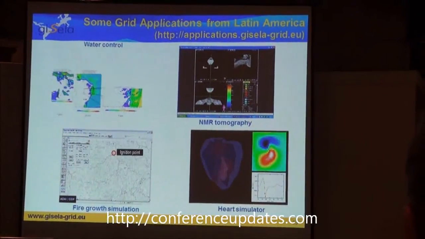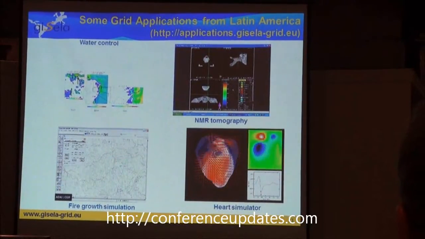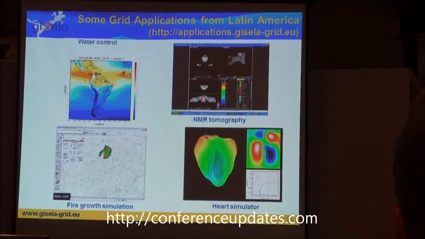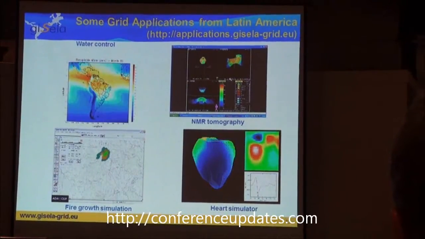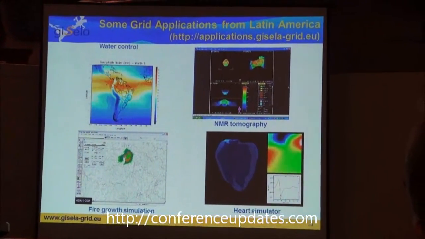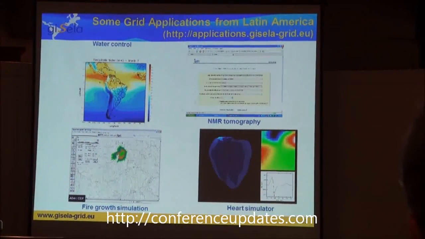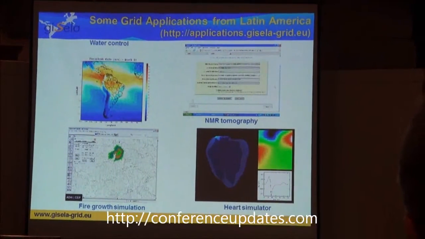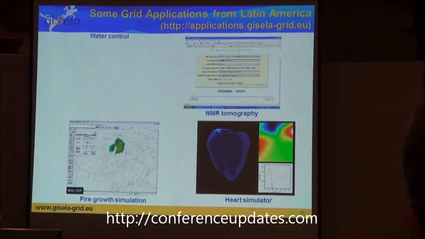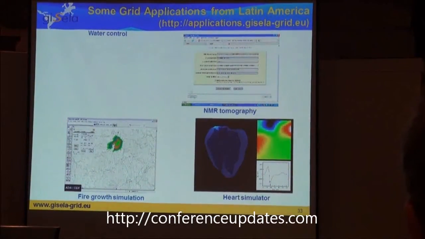Applications from Latin America. I will talk on Friday about applications from other parts of the world. Earth simulators, fire growth simulators, NMR tomography, water control. Some of them are parallel, some of them are sequential. All of them you can run on a grid infrastructure. And some of them you will be running very soon from within a web browser. You don't need to install anything.